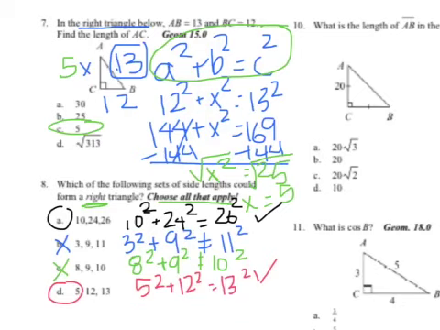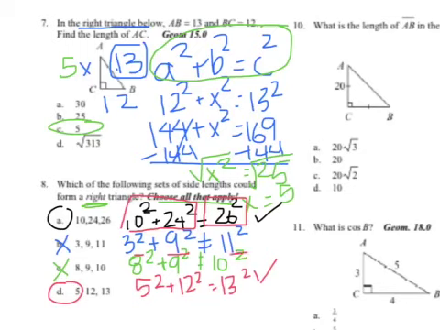So for question number 8, I just did the Pythagorean theorem for each one, and you can check on a calculator that if you do 10 squared plus 24 squared, you will get 26 squared. They're the same. But if you try 3 squared, which is 9, plus 9 squared, which is 81, you don't get 11 squared, which is 121.